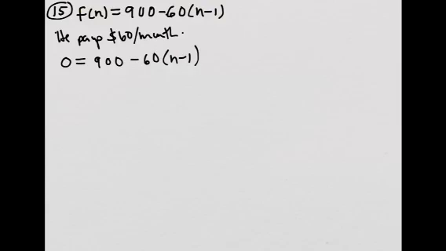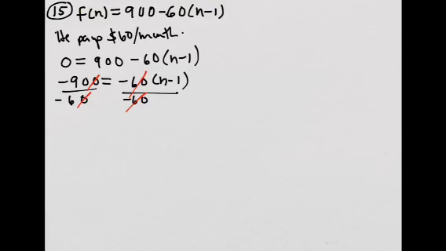And so I'm going to move the 900 over, so it's -900. And then I'm going to divide by -60. I could have distributed the -60 also, but this is fine too. So the negative over negative cancels, and 6 goes into 90 15 times.